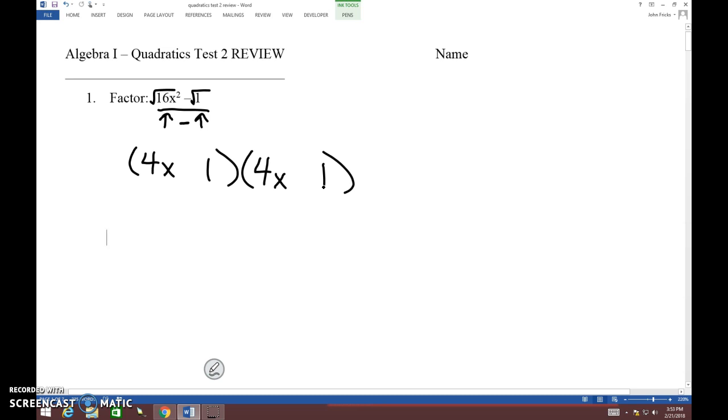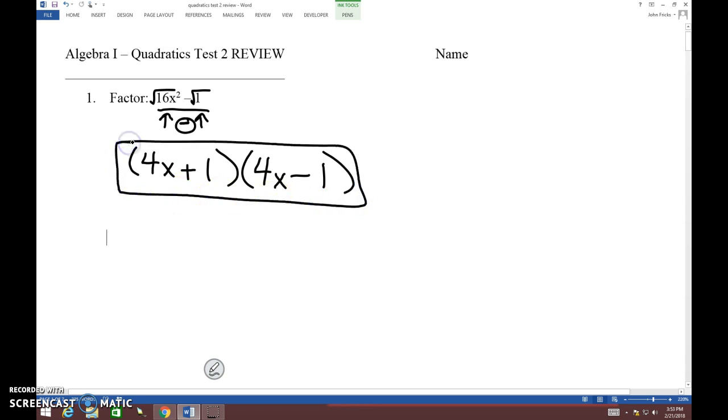And then the finishing touch here is because of this negative, we want to make one of them positive and the other one negative so that we eliminate our b term and make the last term negative in the problem. So that's all there is to factoring. Now remember, factoring is getting it to the parentheses. So that's what we have done here in this part of the problem. Question number 2.